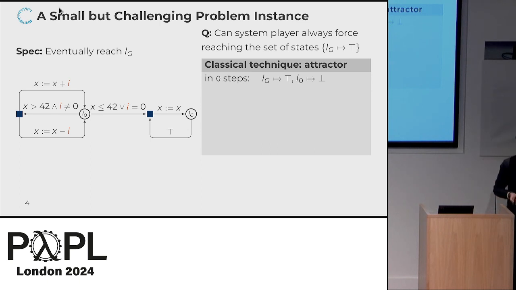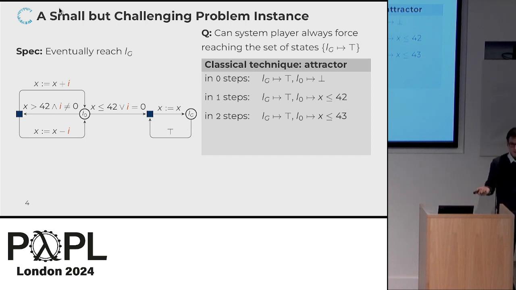Right? So the attractor computation is a backward computation that tells you in how many steps you can actually reach the target set. So within 0 steps, of course, the target set that we can reach is exactly the set. Now, within one step, the system can enforce to reach from L0 if x is smaller or equal to 42. Why? Well, if we are in L0 and x is smaller or equal to 42, then this guard is active, we go there, and then we reach the location G.